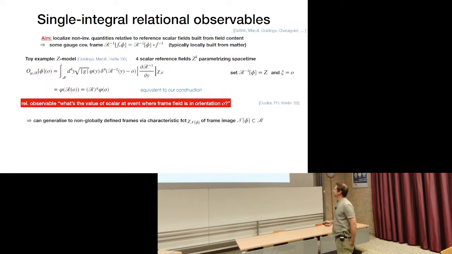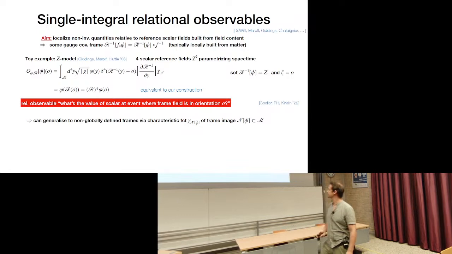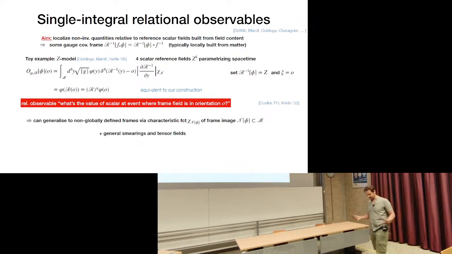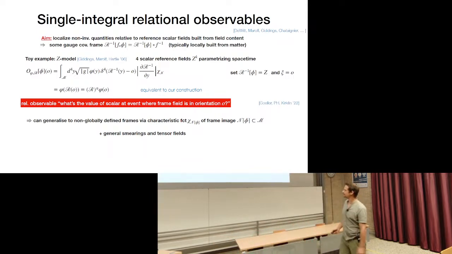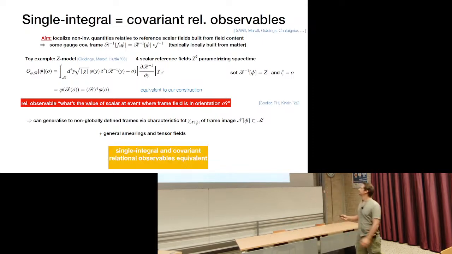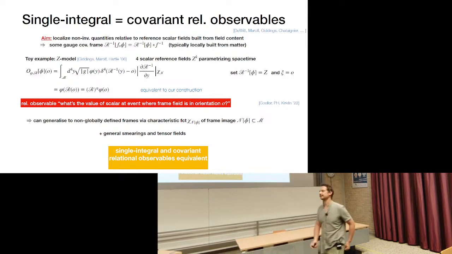Now, you can generalize that also to frames that are not globally defined if you introduce certain characteristic functions that vanish outside the neighborhood where the frame is well defined. And you can also generalize this to smearings of relational observables where, for instance, you don't peak it with a delta function, but you can smear it in other ways. That basically amounts to just smearing relational observables in your local orientation space. And you can also generalize it to other tensor fields. Okay, so again, if you allow for these generalizations of the single integral representations, you also get that they're exactly equivalent to the covariant observables.